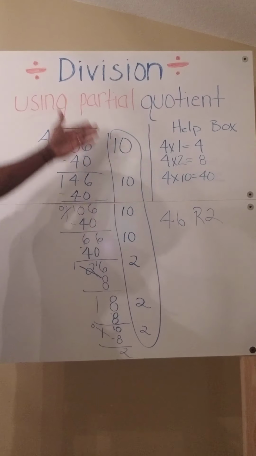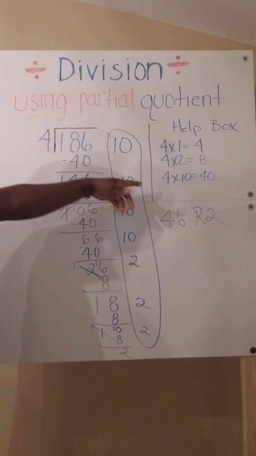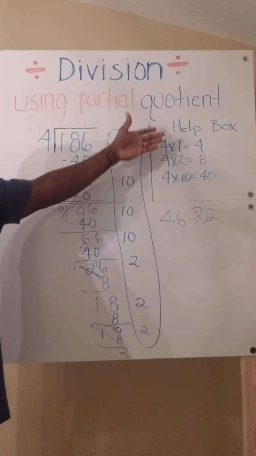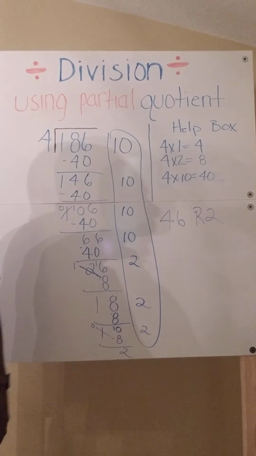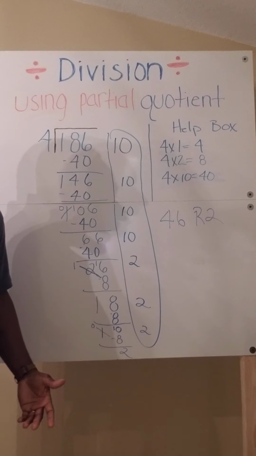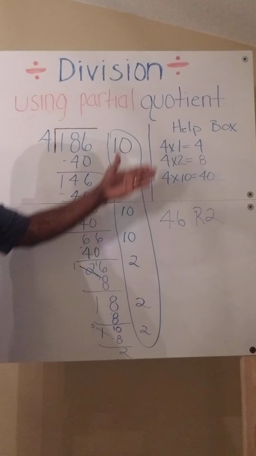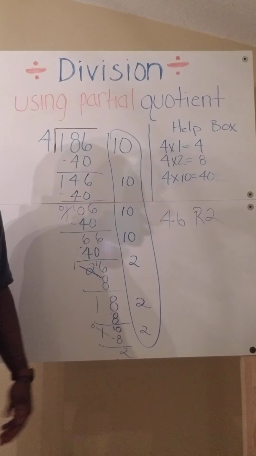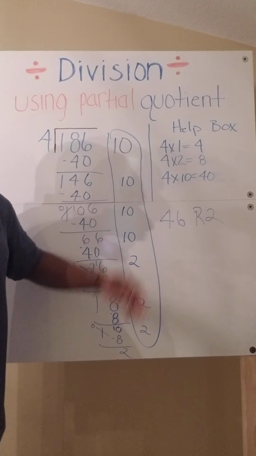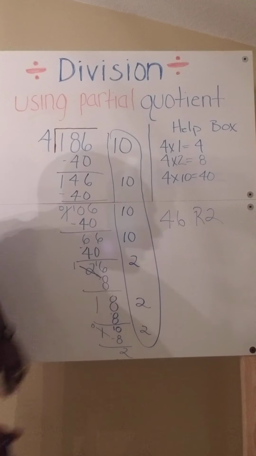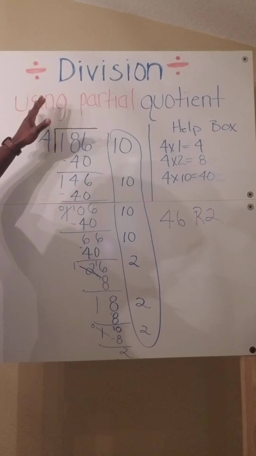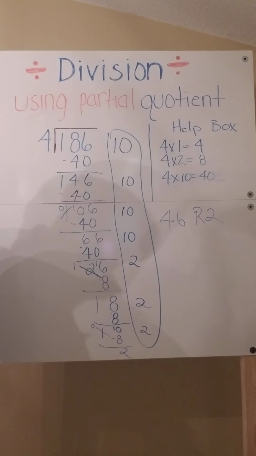All right, so this is how we use partial quotient using the help box, and we're using factors that we're comfortable with. Now, do you have to use those factors? Absolutely not. You use, or your student will use, factors that they are comfortable with. Can we add more factors to the list? Absolutely. Could we even take some factors away? Yes, we can. Again, just remember it'll be a little bit longer. So this is how we use division using partial quotient.